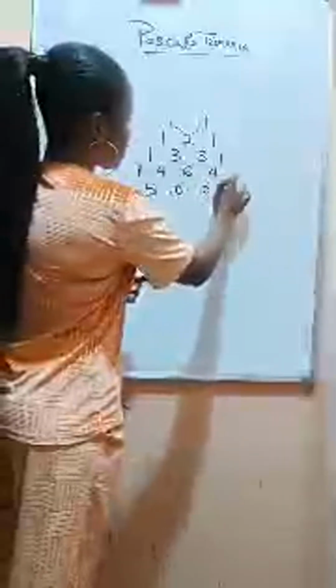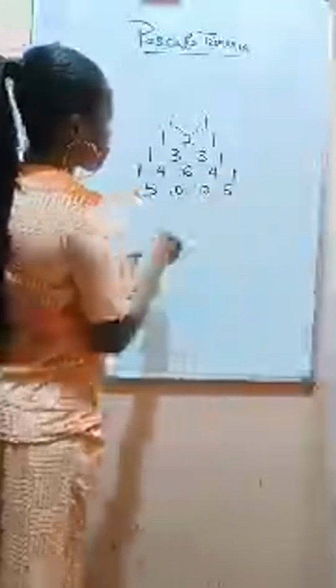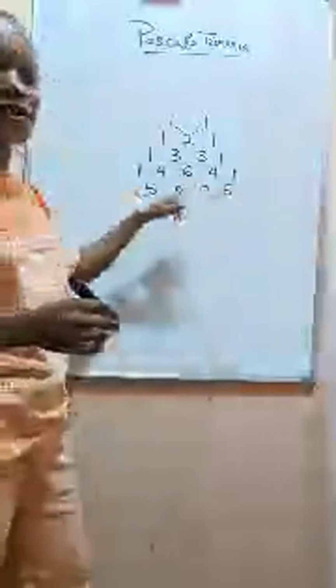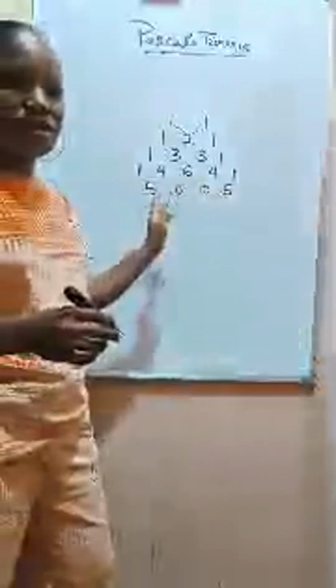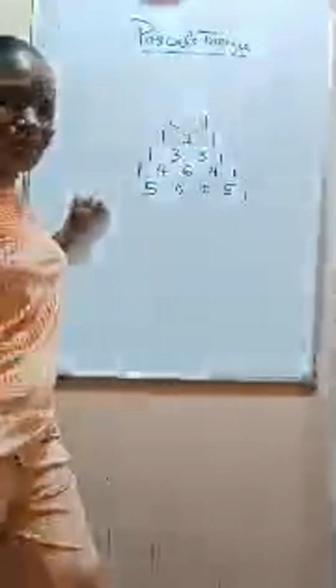4 plus 1, let me increase the 1. 4 plus 1 will give us 5. We are done. Notice that there's nothing to add again. So like I said, I'm going to stop at the fifth line.